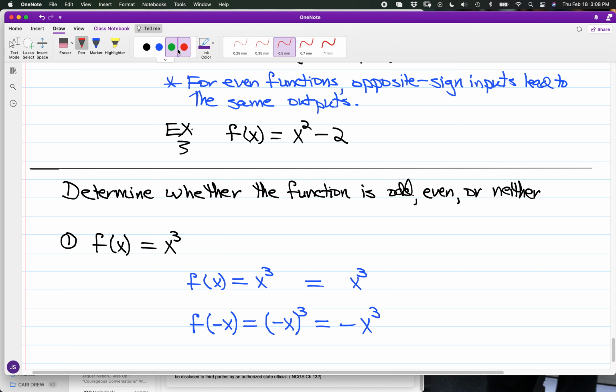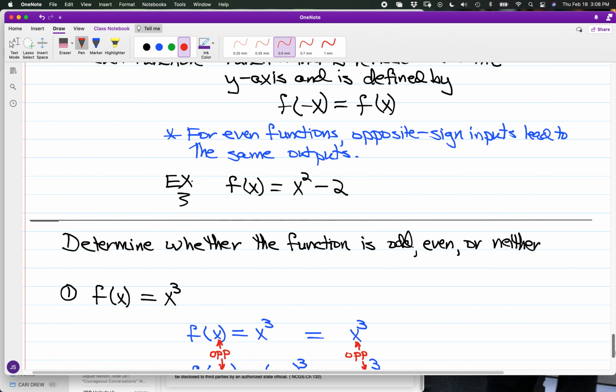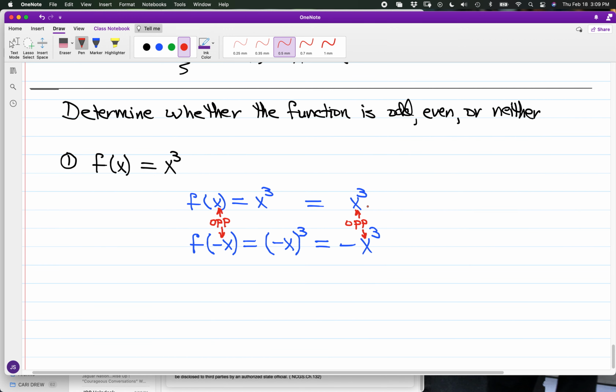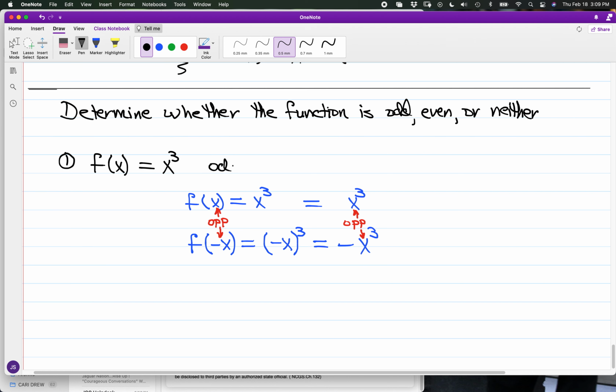Okay, and just for x and negative x, we're starting out with opposite sign inputs. And in the case of the outputs, notice we have a positive x cubed here and a negative x cubed over here. So these are opposite. Opposite sign inputs lead to opposite sign outputs, and since we have unanimously opposite sign inputs leading to opposite sign outputs, this is going to be an odd function.